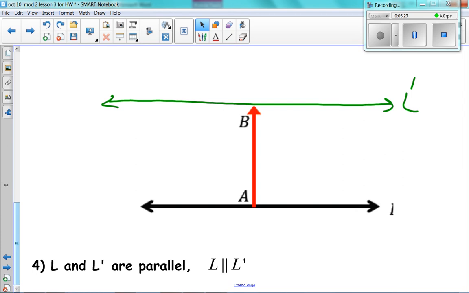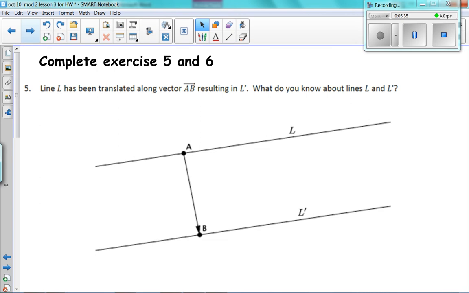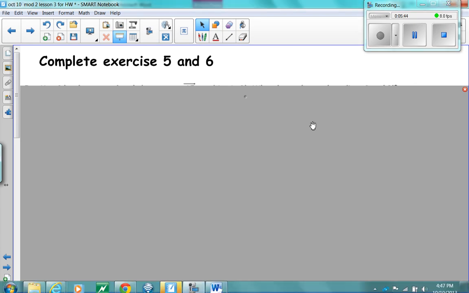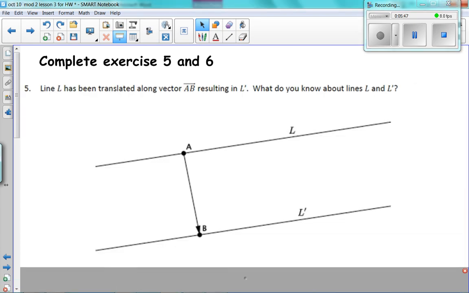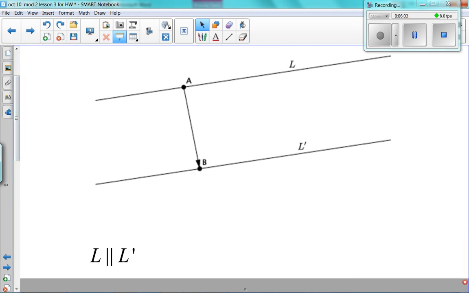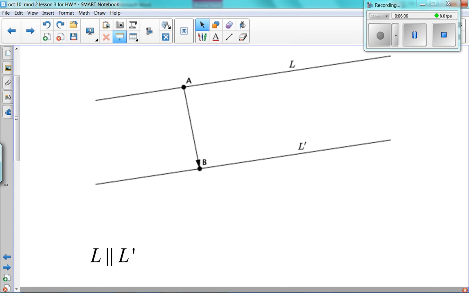If you're not sure about any of this, go back and look at this again, and we will be discussing it tomorrow also. So now I would like you to complete exercises 5 and 6. So pause the video to work on exercises 5 and 6. Exercise 5 says, line L has been translated along vector AB, resulting in L prime. What do you know about lines L and L prime? Well, this looks just like the example we just did before. So what we should notice is that L is parallel to L prime.